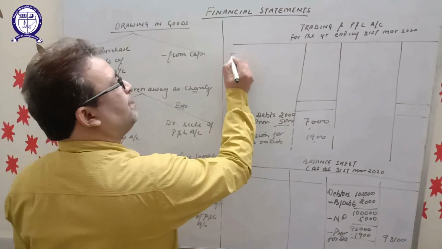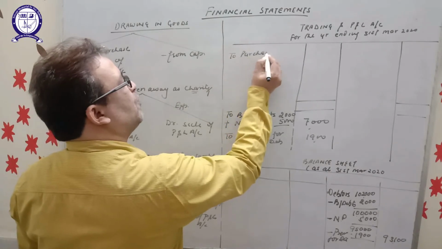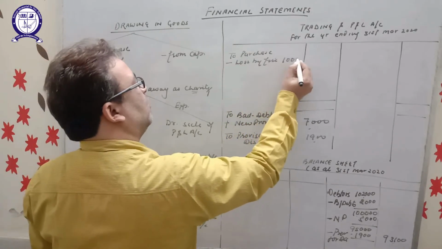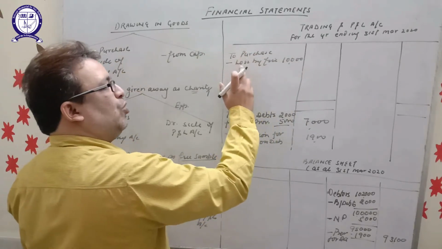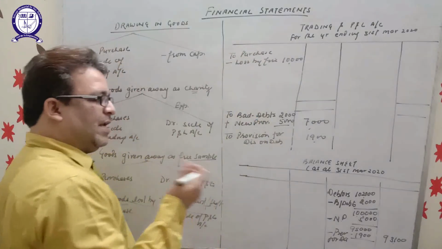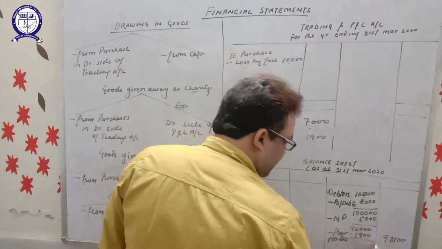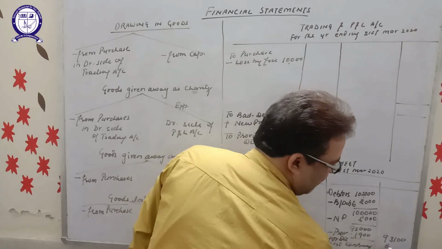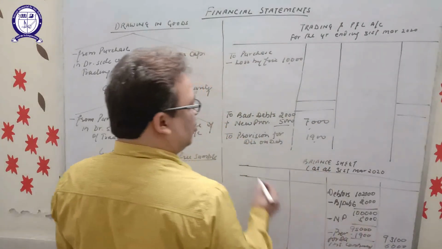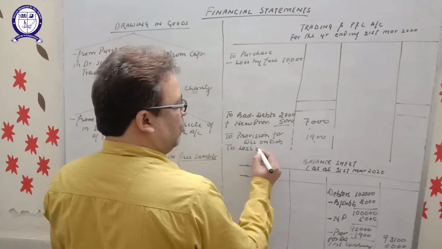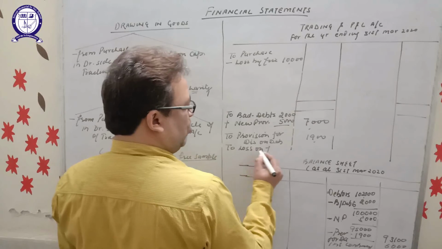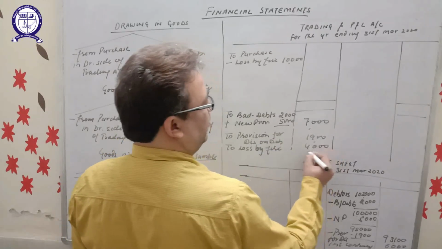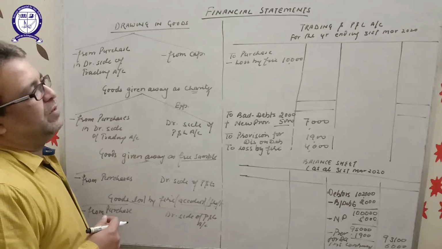So first of all, 10,000 will be reduced from the purchases because goods are lost by fire, rupees 10,000, and insurance company has accepted the claim of 6,000. So insurance company will become our debtor. That will be recorded here in the asset side. And the remaining 4,000 is a loss. And we will record on the debit side of P&L. Loss by fire, 4,000. So this is the treatment of goods.